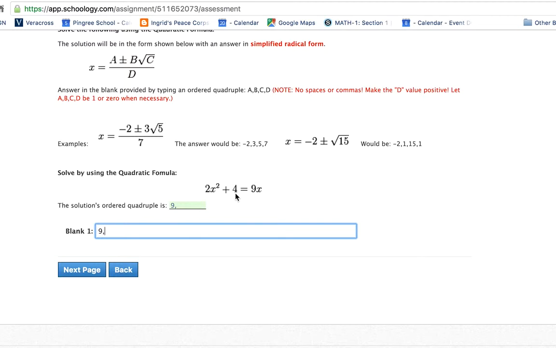So what is that? 81 minus 42 is 49. 49 is square rootable, so I get exactly 7. So it's going to be 7, and then under the radical is 1. And then down below is 2a, which should be 4.